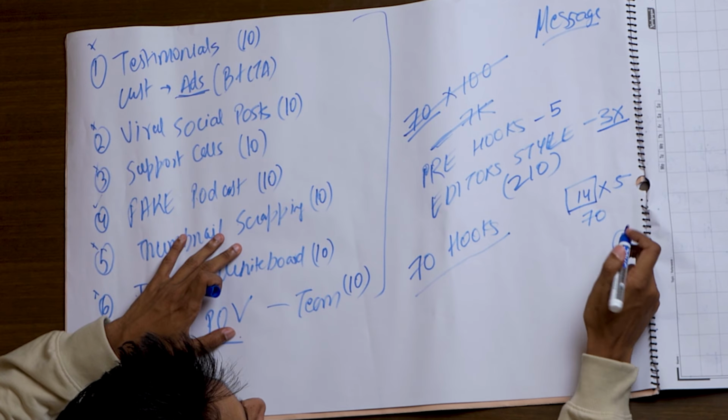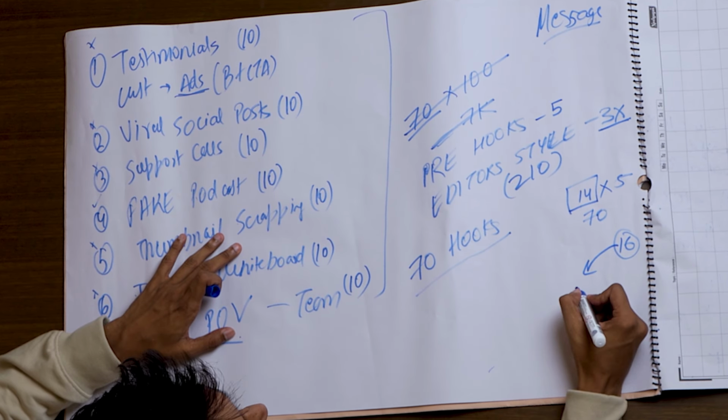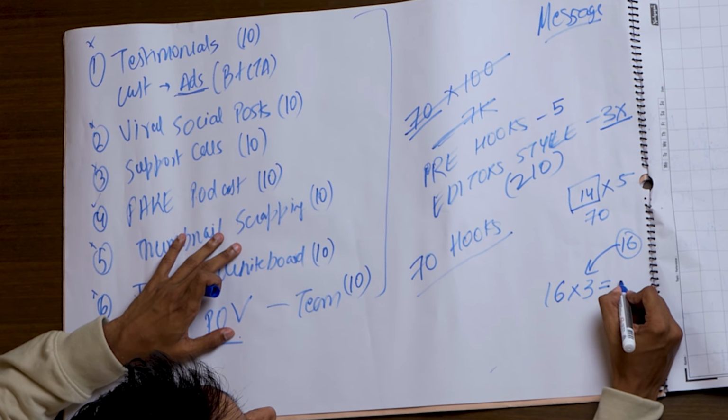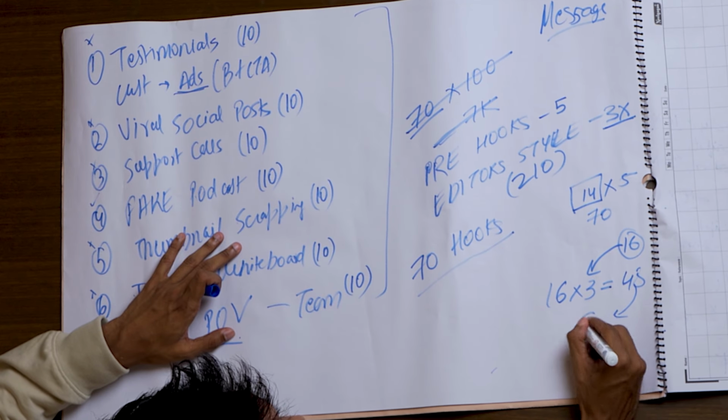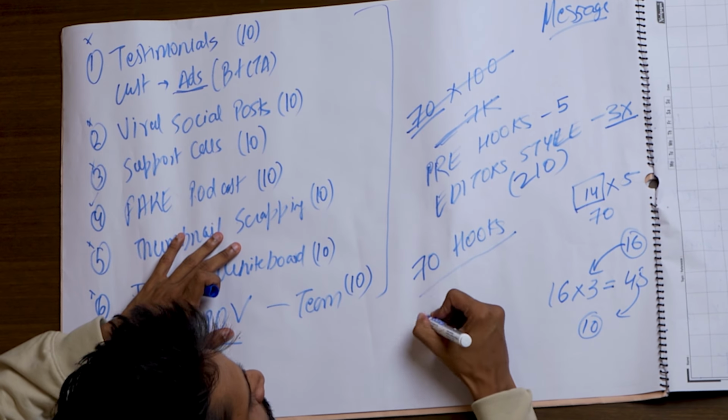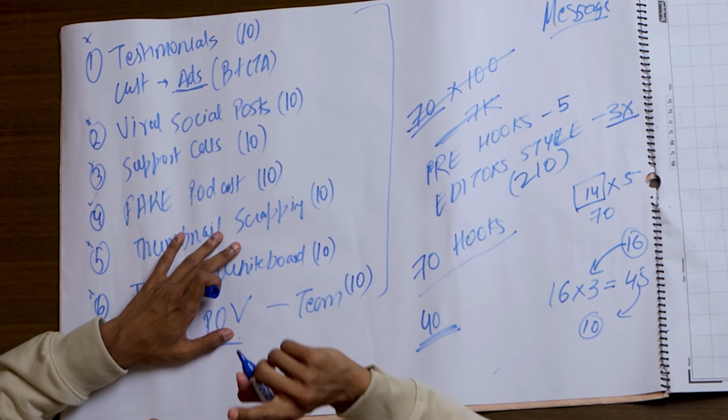Now you take the 16 and give them to 3 different editors, due to which you get 16 into 3, you get 48 new ads. Out of 48, let's say 10 more work. So now you have 30 plus 10. Your 40 ads are right now working because you shot 70.